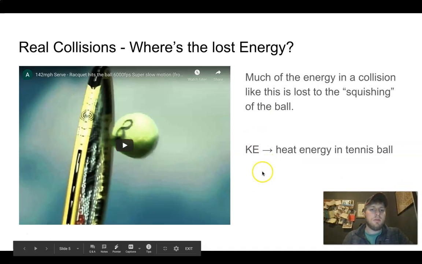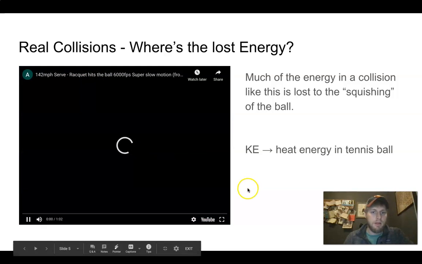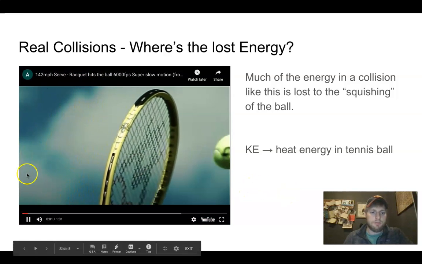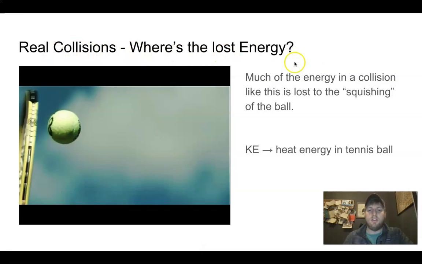So, let me show you an example of a real collision. I'm not going to show the whole video, but here we have a person serving a tennis ball. What you're going to see is that it plays through once, and then it goes slow-mo, and we'll talk about what we're seeing. Whoa. So, the question is, in a real collision, where does that energy go?